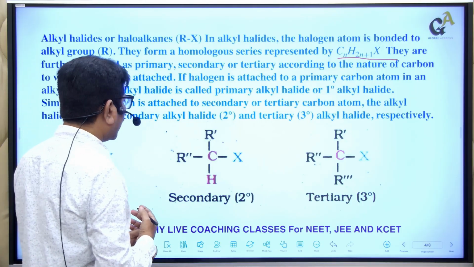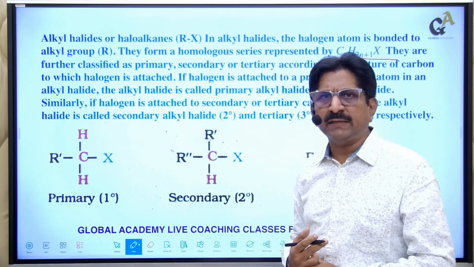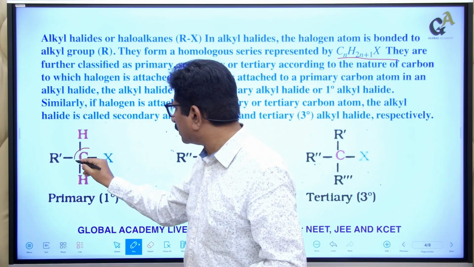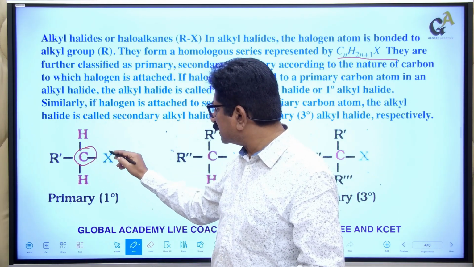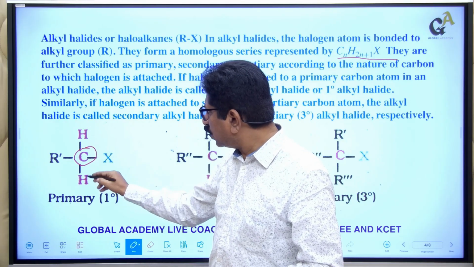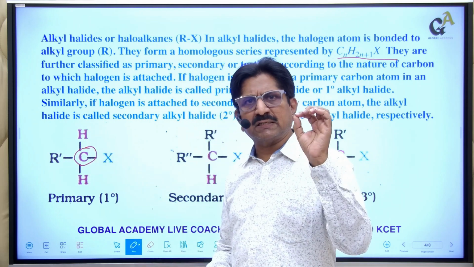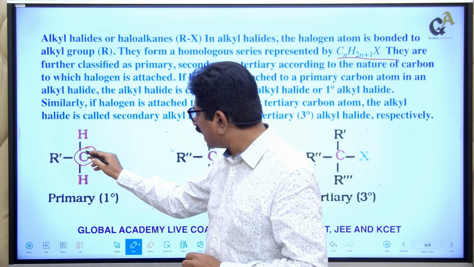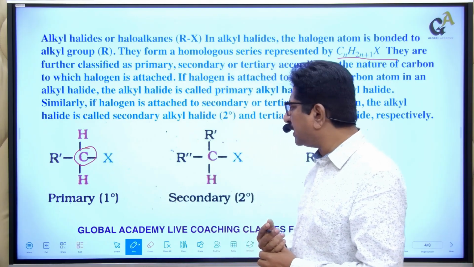Now, how to identify these compounds? Which is primary, which is secondary, and which is tertiary? For this, you have to see the carbon. This is important: see the carbon to which the halogen atom is linked. To this carbon, there are 2 hydrogens and 1 R dash. This R dash is other than hydrogen. Then this carbon is called the primary, and that compound is called the primary compound.